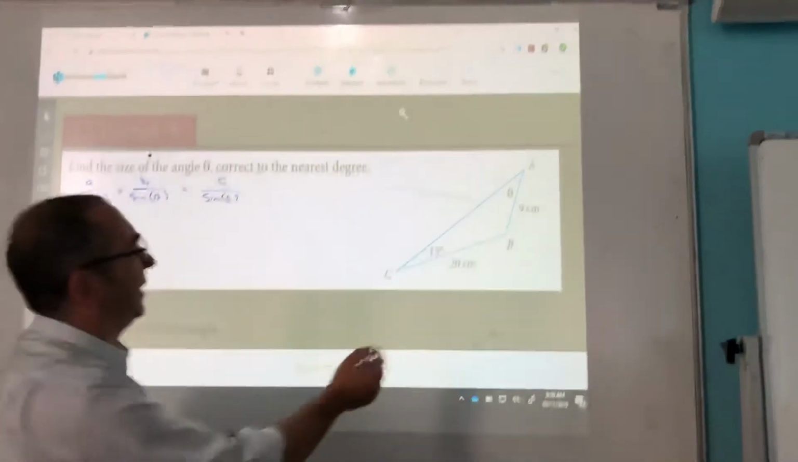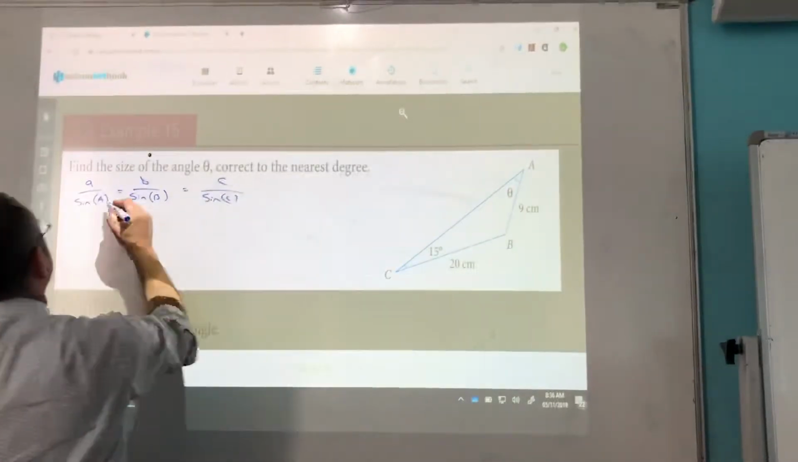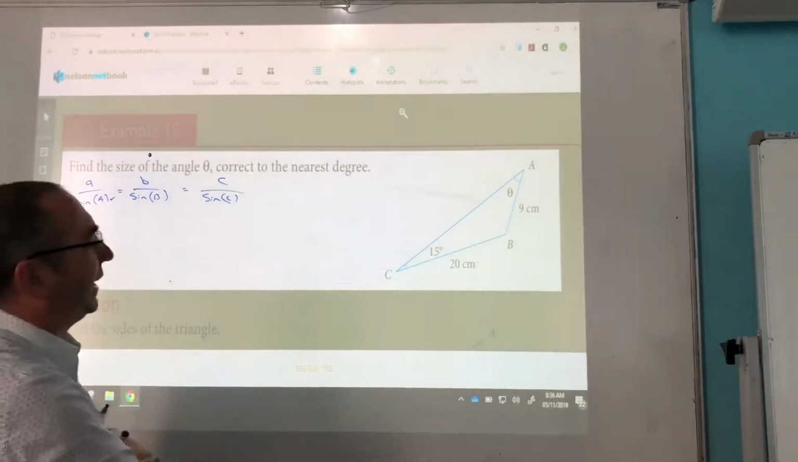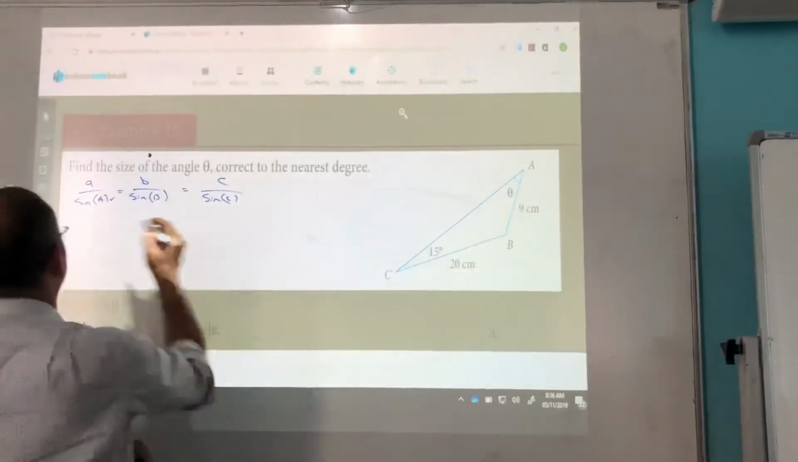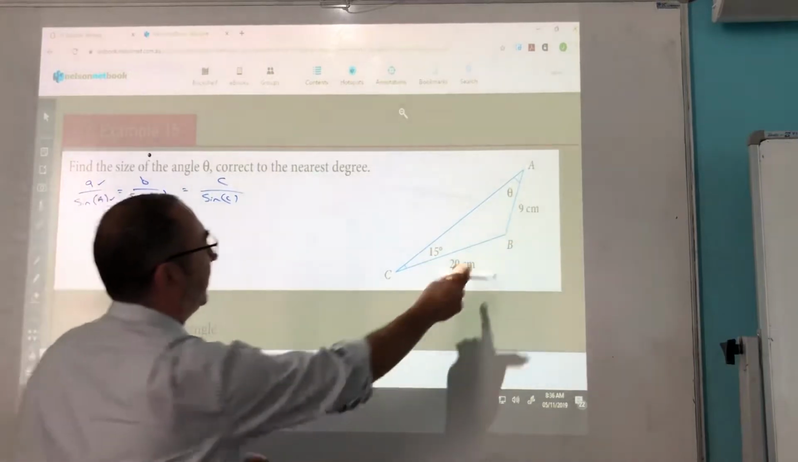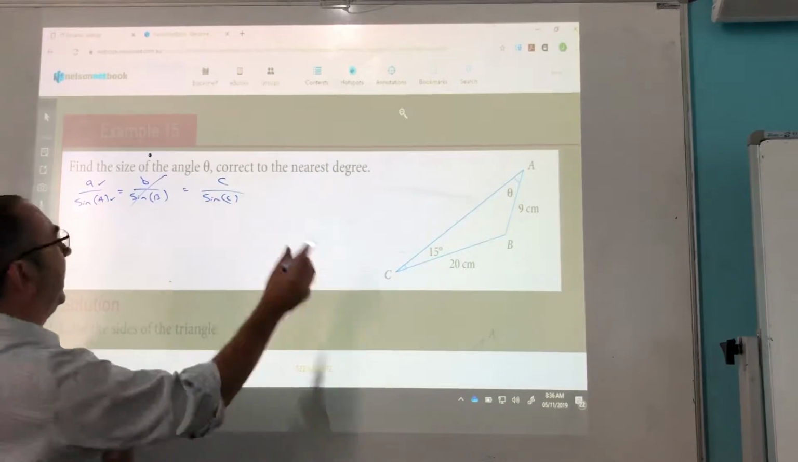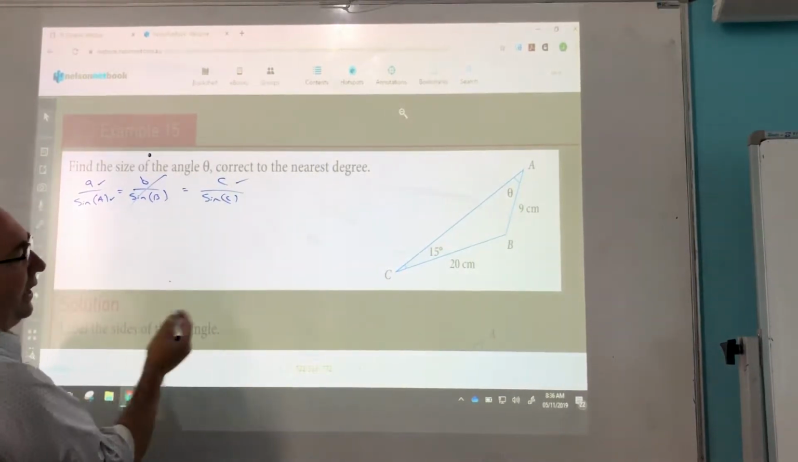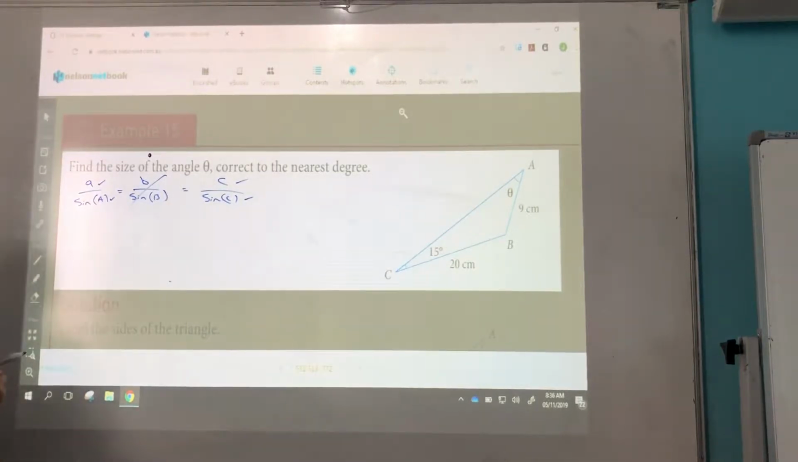Theta is there at A, so we're definitely interested in sine of A. We have the side length for little a, so we give that a tick. Let's have a look at B. Well, we have neither the angle nor the side, so we're not going to use that part of it. We have side c, and we have a value there for the angle at C, so that's the part of the formula we're going to use: a over sine A equals c over sine C.